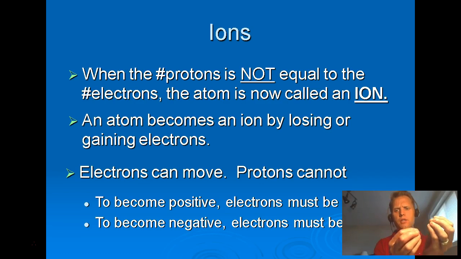Electrons can be lost or gained. If I lose an electron, I have more protons, and protons are positive, so I become positive. If I gain an electron, I'm going to be negative because electrons are negative. So gaining electrons means I'm negative, and losing electrons means I'm positive.